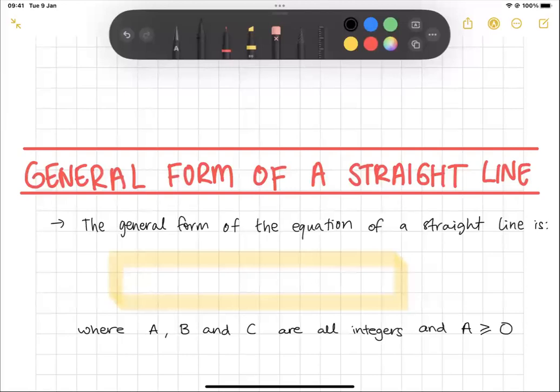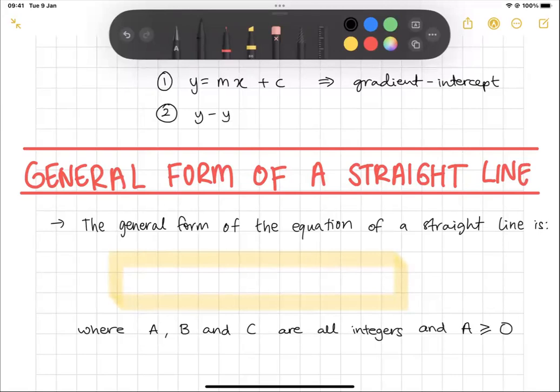At this point on, you should know three forms to write an equation of a straight line. The first one is y equals mx plus c. This here is your gradient intercept form. Your second one is the one that we looked into in the last video, which is y minus y1 equals m times x minus x1. This is what we call the point gradient form.